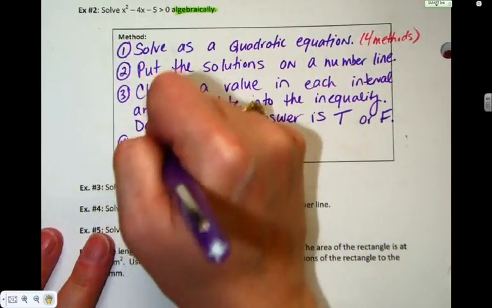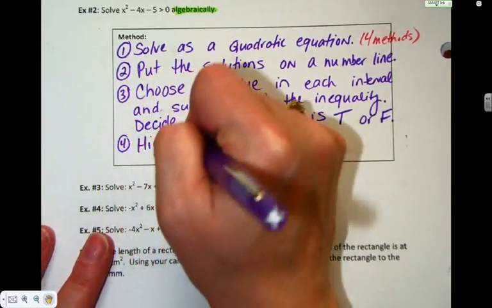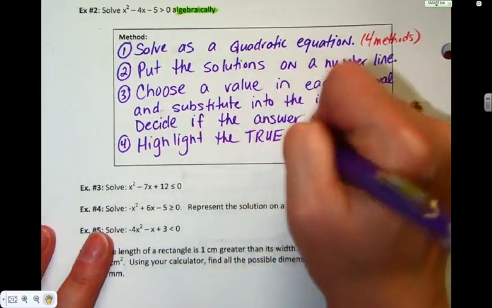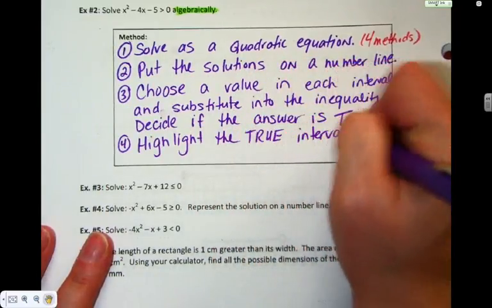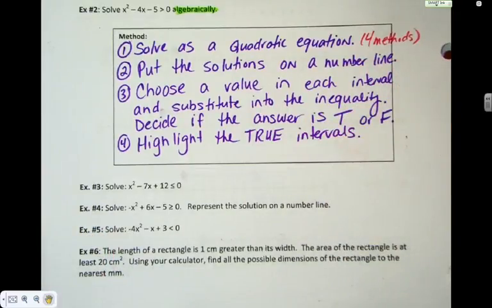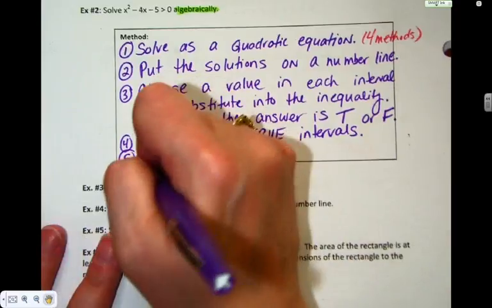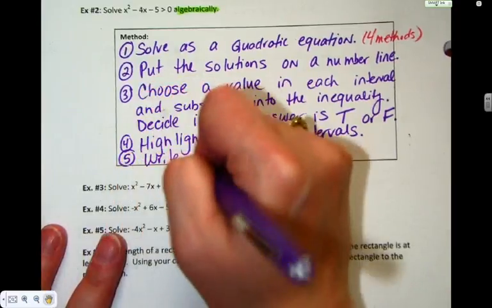Highlight the true intervals. So we're going to need a highlighter. You can use a red pen, you can use a marker, use whatever. I'm just a highlighter. A highlighting person, yes. Last step, write the solutions.